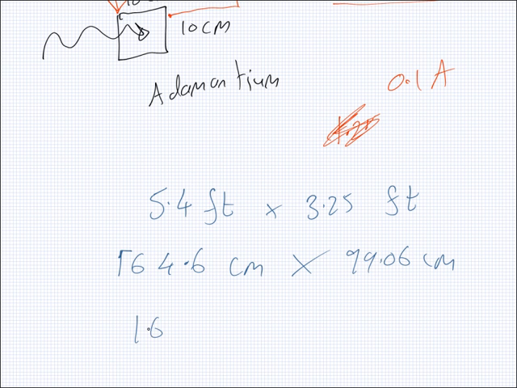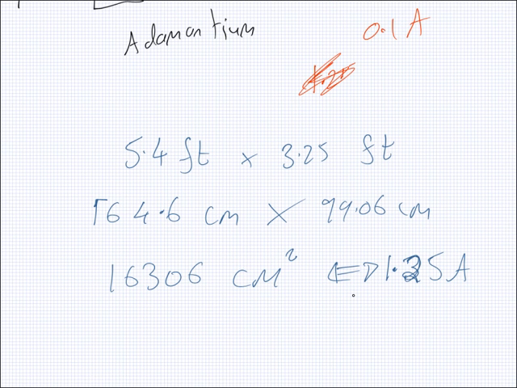So that means 16306 centimeters squared would give you, as you said, 1.25 amps. Okay, so how big do we think this panel is? How many centimeters squared? 4 centimeters squared? Yeah, so let's calculate.